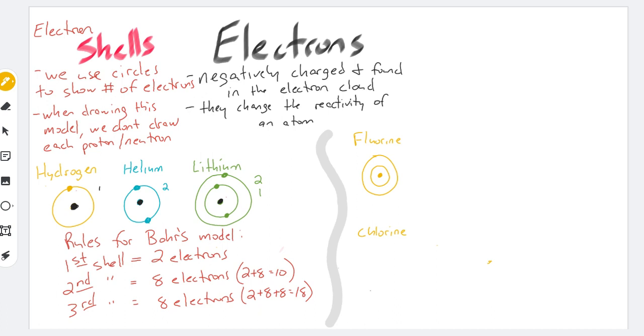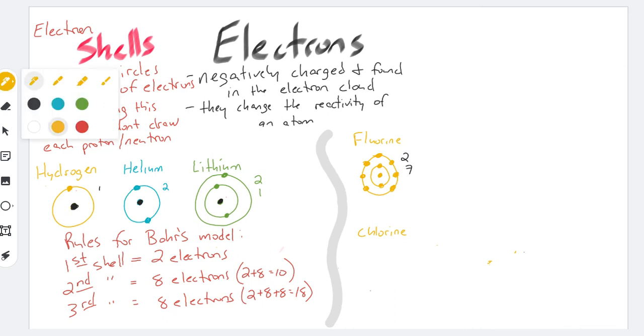So this first shell is going to be full of 2. And then because that's all it can hold, the next shell is going to have to start being filled up. So there's 1, 2, 3, 4, 5, 6, 7, 8, 9. We're almost full. There could have been 1 more that fit right there, but it's not going to because fluorine only has 9. So we have 2 in our first shell and 7 in our second shell.